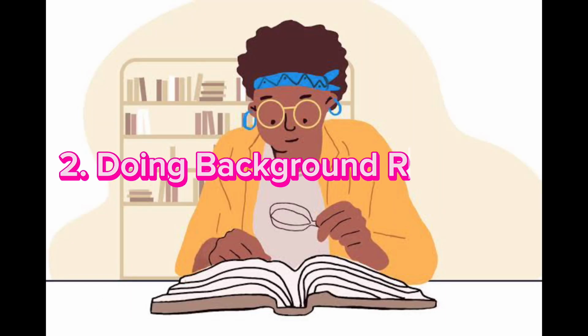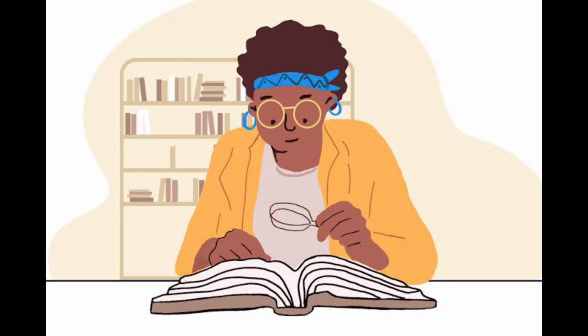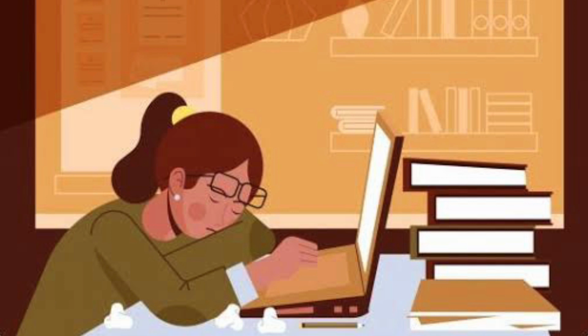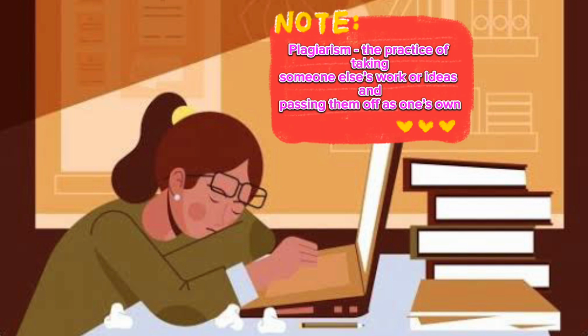Number 2, doing background research. Background research is the research that gives you some introductory knowledge about a topic. You can make use of the library and the internet to help you find the best way to do things and ensure that you don't repeat mistakes from the past. So, do all sources need to be documented? Yes. All sources that you use to carry out your investigation should be documented to avoid plagiarism.